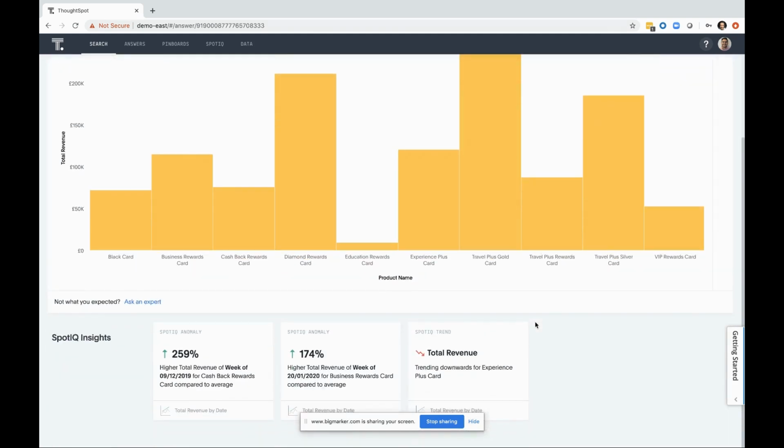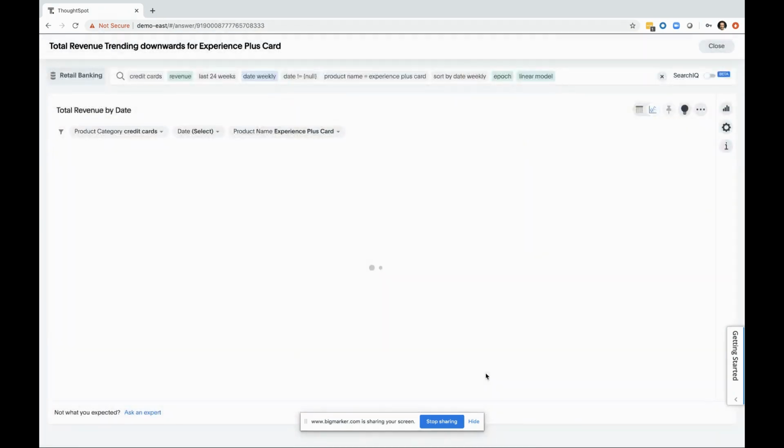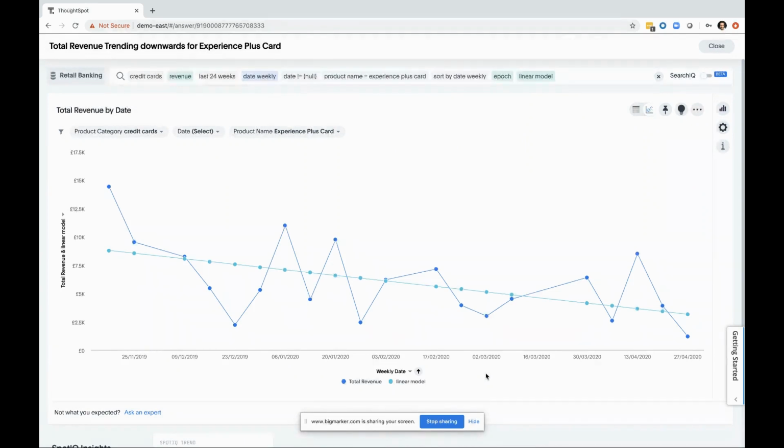And you can see on the bottom of the page, I'm not only getting the response to the question in terms of a visualization, the SpotIQ feature, the AI element of the platform, is acting immediately again and saying, on the search you just did, there's a few anomalies and trends that you might not have seen yet. For example, in terms of the trend, there's a downward trend for the specific Experience Plus card in these 24 weeks that you are looking at. And you can see exactly how that looks.